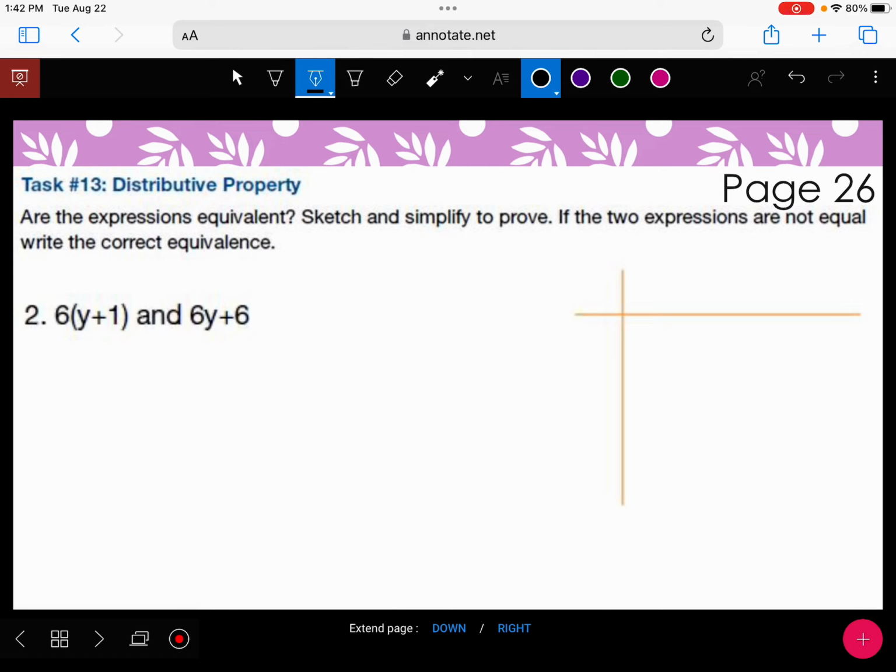Let's look at this one. Number 2. Are these ones equivalent? Yeah, because we could do 6 times y plus 1, and again, do an area model. Remember, this is where the box model comes from. We wind up with our 6y plus 6. That would show me. I would count that as showing work. That is proving. You showed me that it's working. Just make sure we're doing it right, okay?